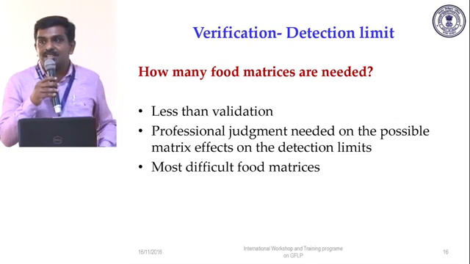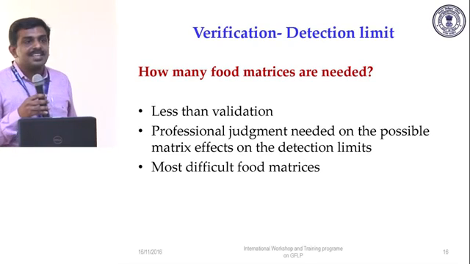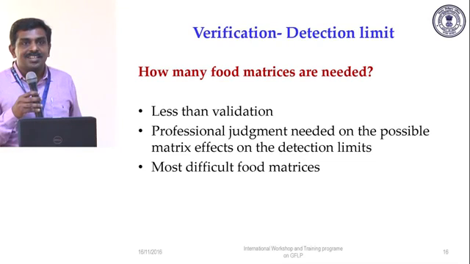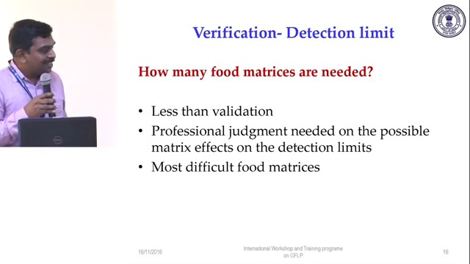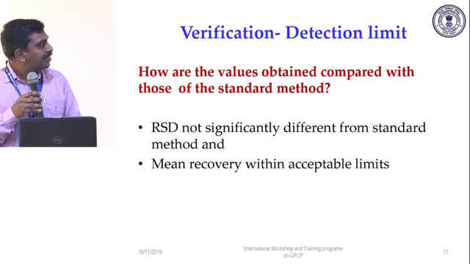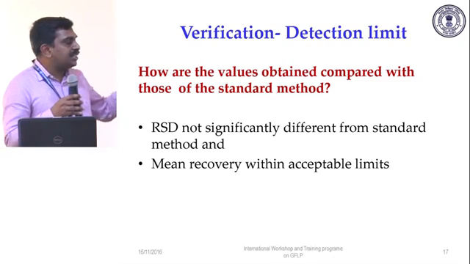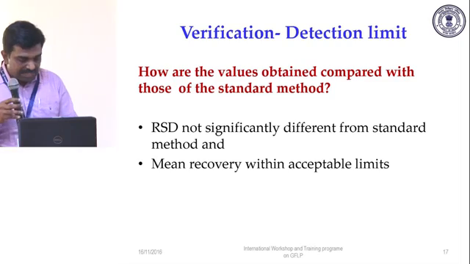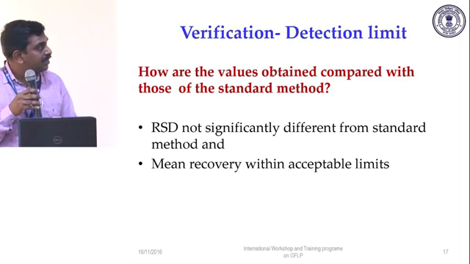So just a generic statement, less than validation. Professional judgment, yes. Again, man is the key person who has to take the decision. It's not the chemicals or the equipment which has to take a decision. Ideally, we should try to cover the most difficult matrices. Then you also calculate the relative standard deviation, whether it is significant with respect to the standard method. Then the mean recoveries, whether they are within the acceptable limits.